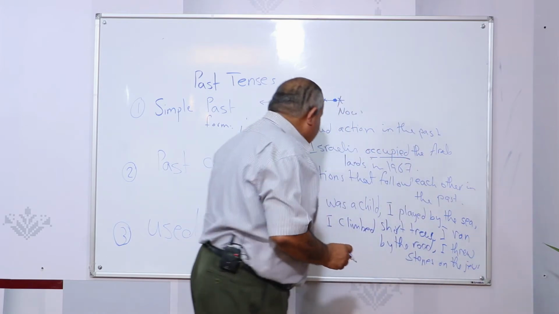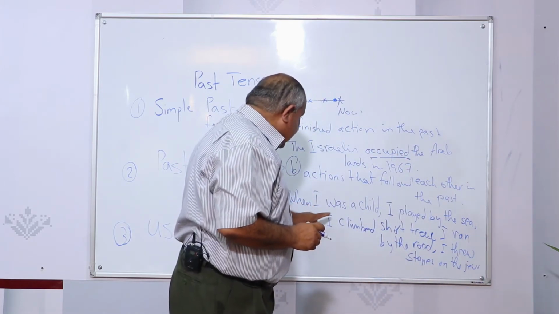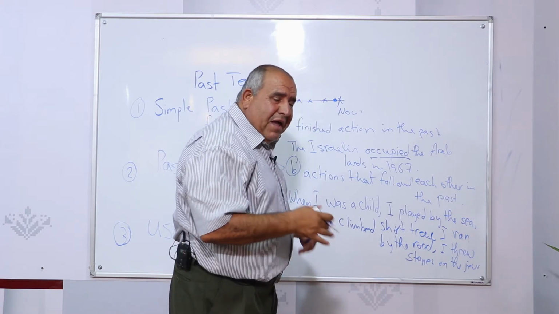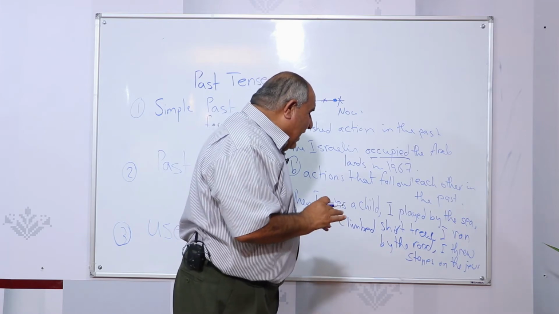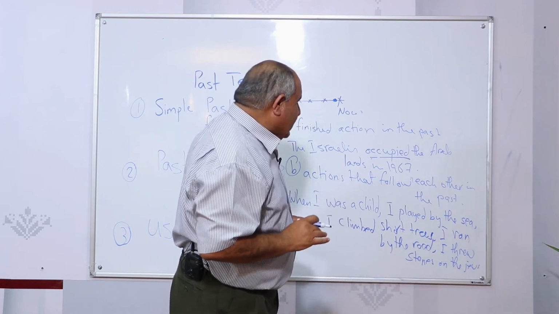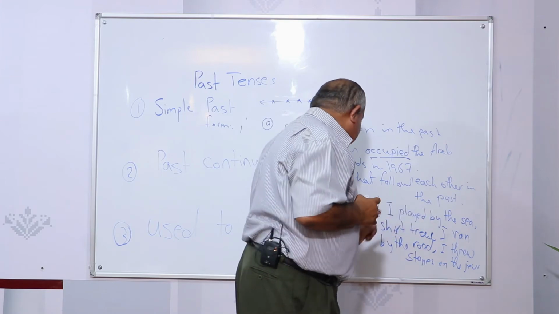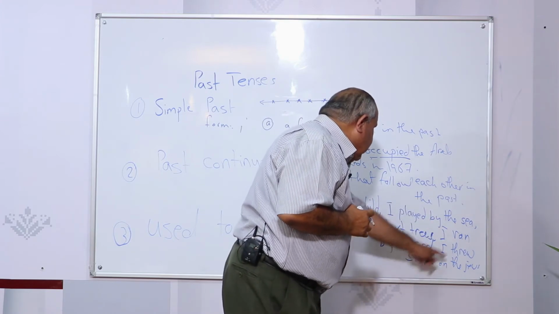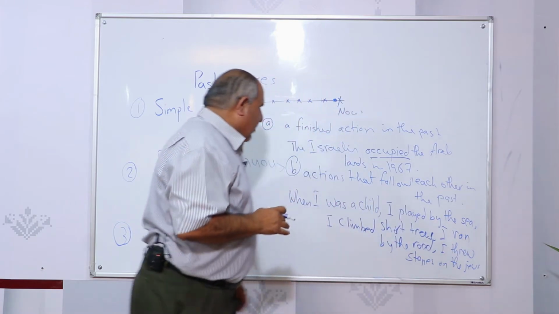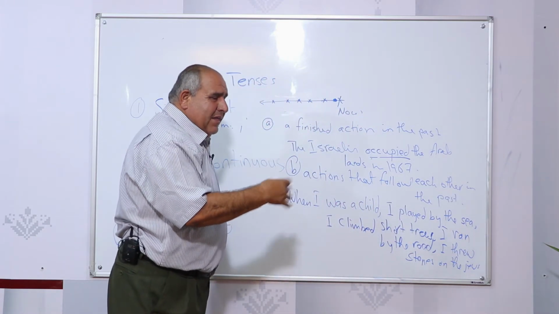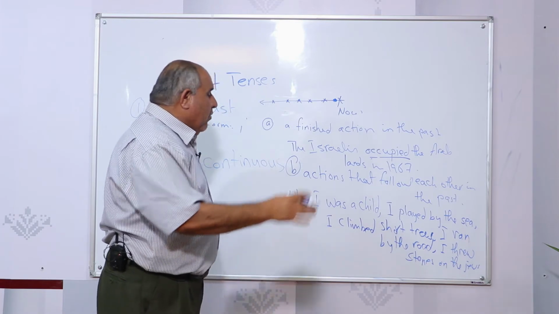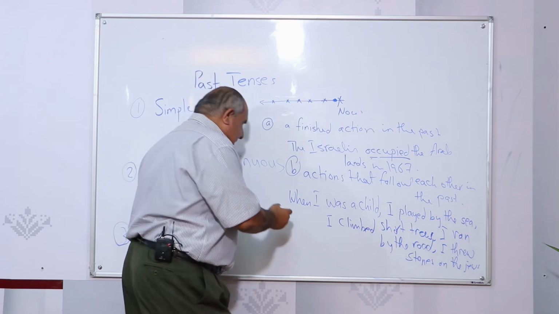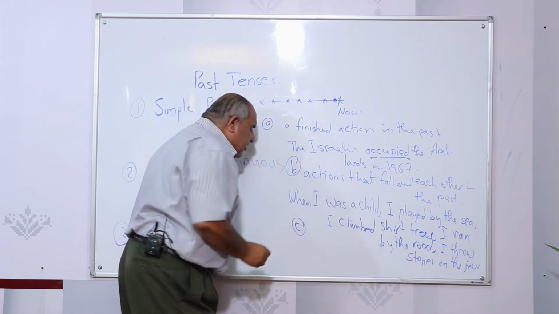You see? Now, we use the past simple tense to express actions which happened one after the other, without any importance of the sequence of these actions. I played by the sea, I climbed short trees, I ran by the road, I threw stones on the Jews. One happened, then another, then a third, then a fourth. All of these are expressed by the simple tense, and all of them are finished actions.